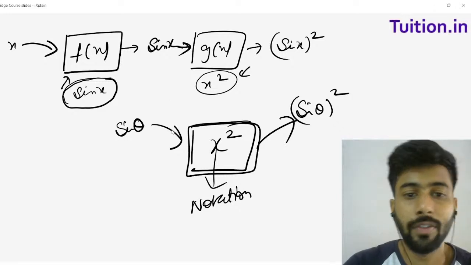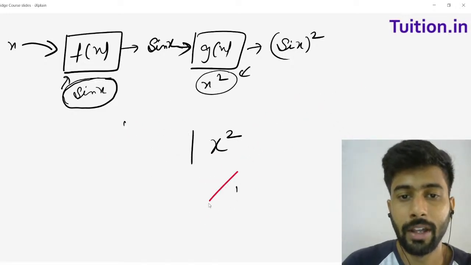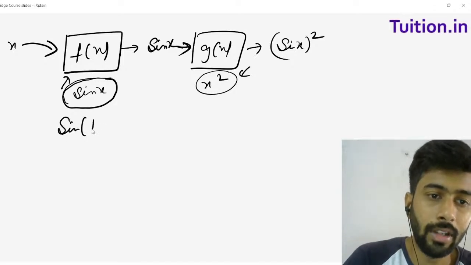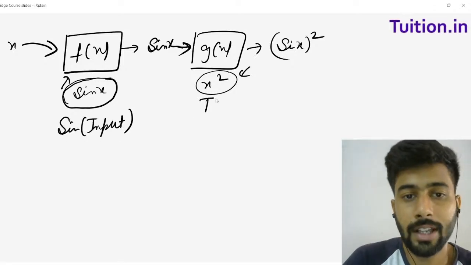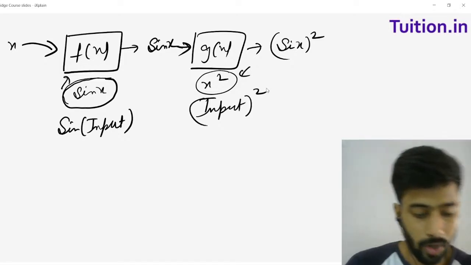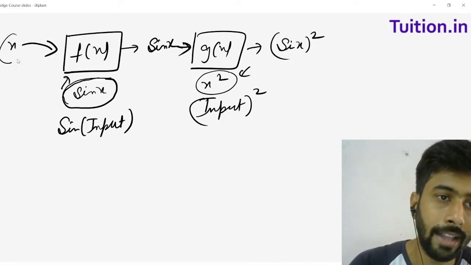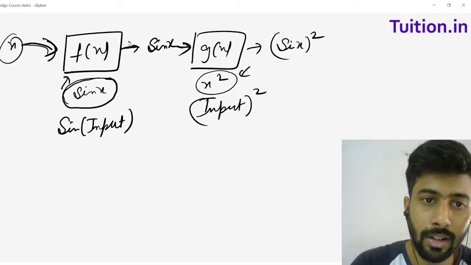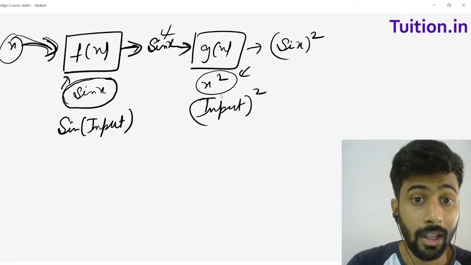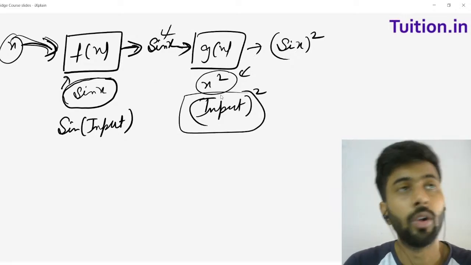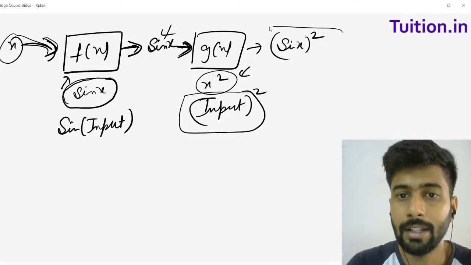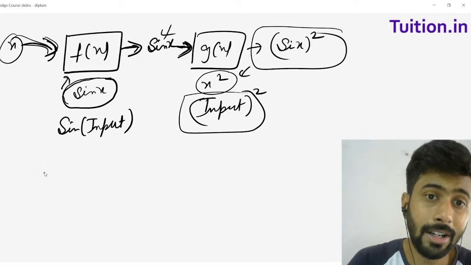Think of this function as sine of input, and think of this as input square. Now whether your input is x, y, sine, log, I don't care. If you give x as input, you will get sine of that input. So if you are giving x as input, you are giving sine x as output. Here it is input square. So whatever you give as input, that whole quantity will get squared. So you are giving sine x as input, sine x will get squared. So you can see it clearly.